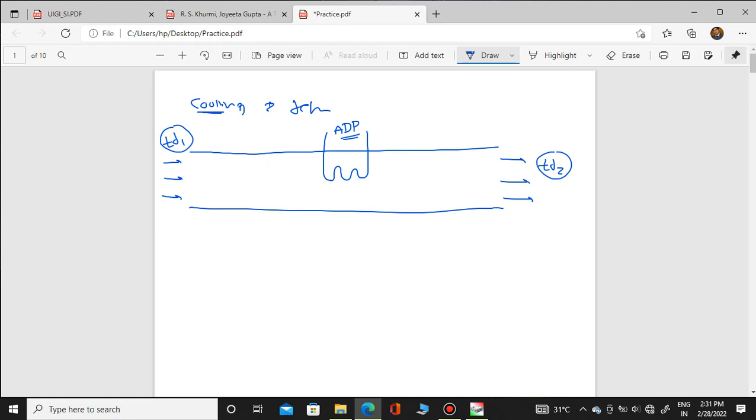The coil temperature is ADP. That will be obviously lower than TD1. Clear? So this is our duct. Here we have entry of air which has temperature TD1. This is outlet TD2 and this is our ADP. Clear? So let us try to understand this by use of the psychrometric chart.